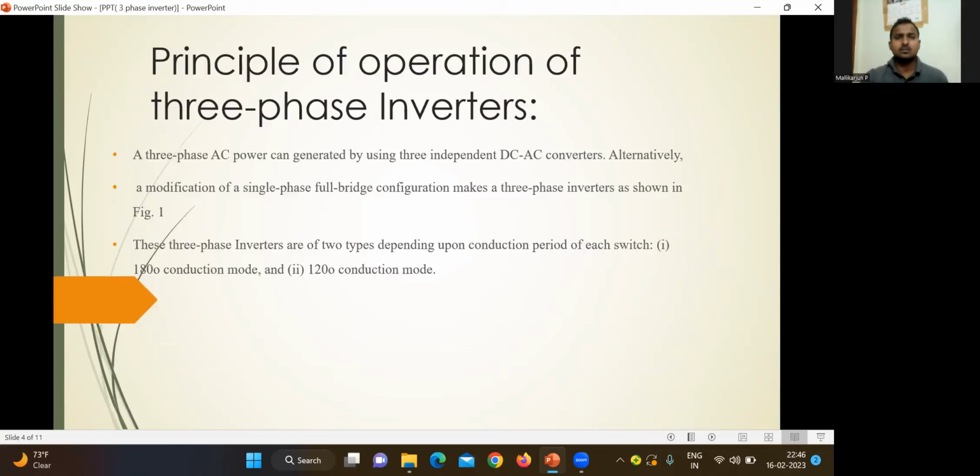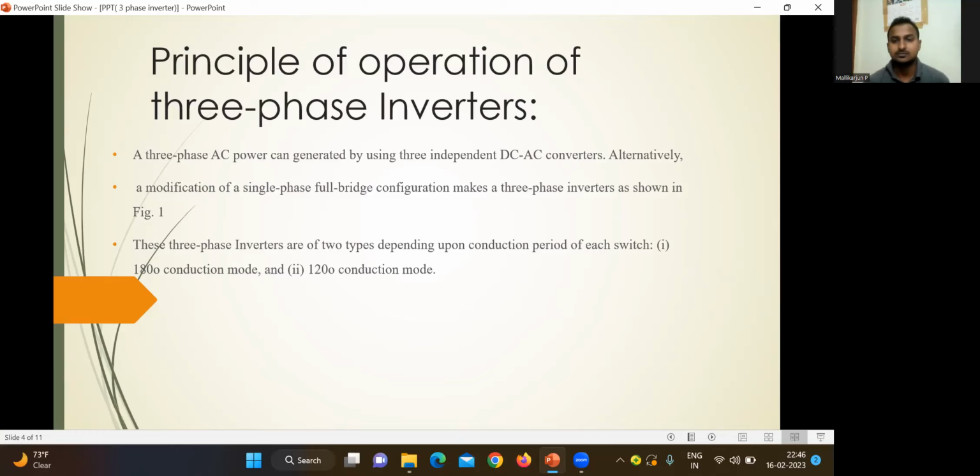And then, what is the principle of operation of the three-phase inverter? It is a very simple operation actually. A three-phase AC power can be generated by using three independent DC to AC converters. Like the input side is only a single DC supply or battery, but the output side is three single phases and also one neutral wire. That means a three phase, 4 wire, star connected system.